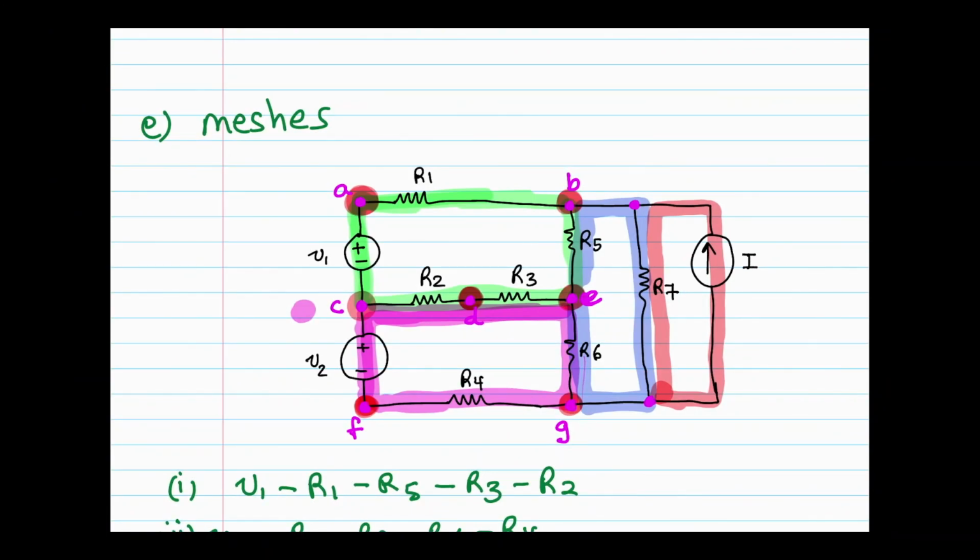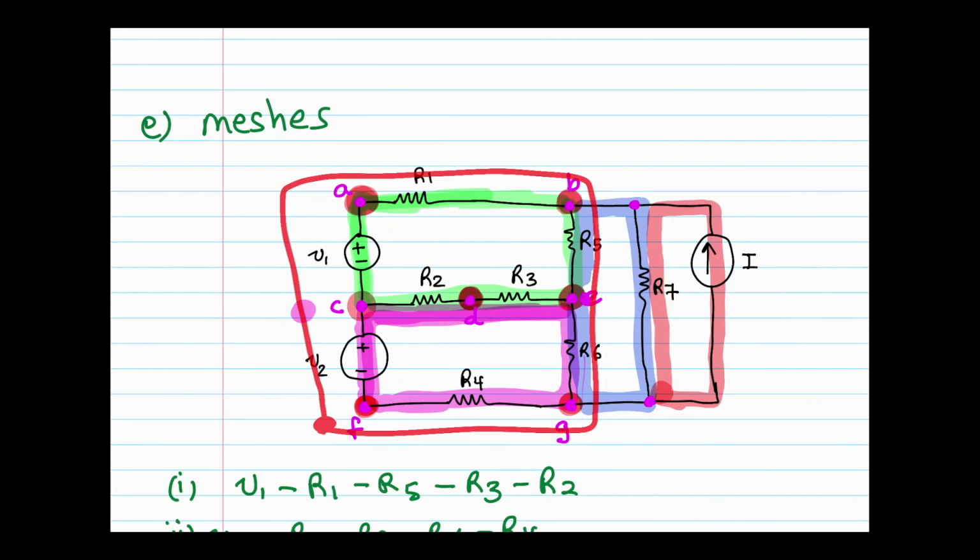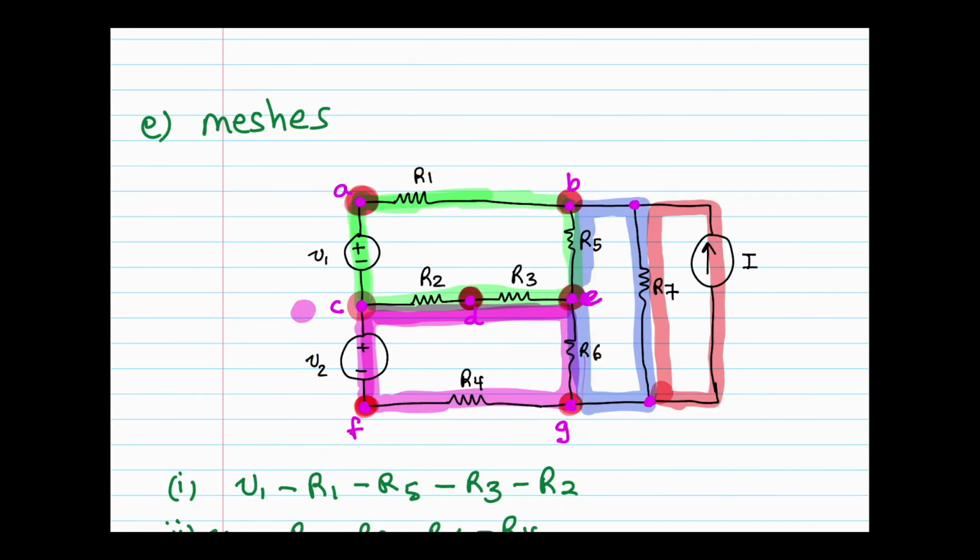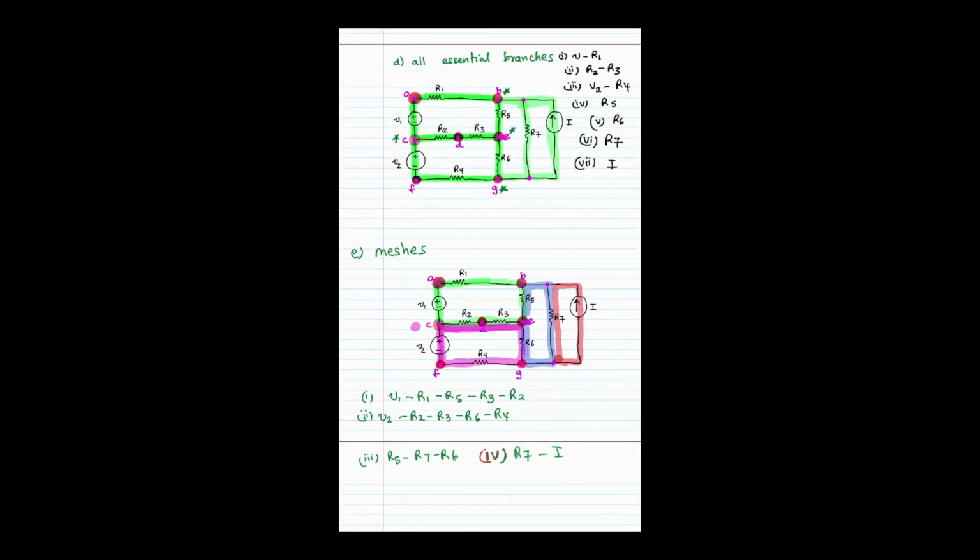For a fun exercise, I'm going to ask you to think about this. Start here, go through this, and end on the same node F. That is a loop, right? You begin at the same node, end at the same node, but it is not a mesh. Why is it not a mesh? Go back to the definition of mesh and understand why it is not called a mesh. It's only a loop but not a mesh.